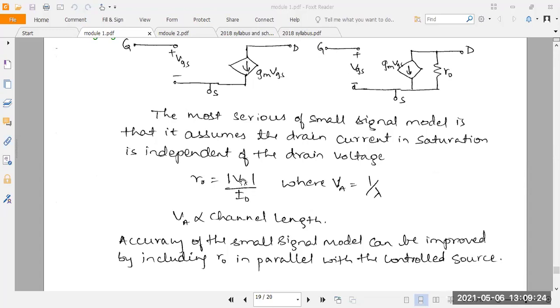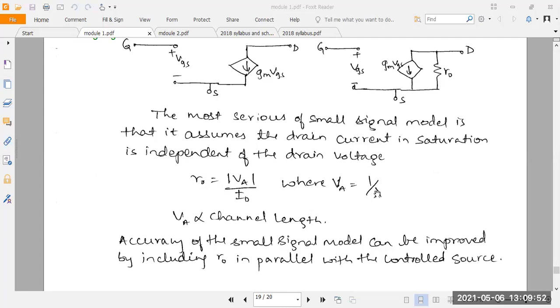So here, the channel resistance depends on the early voltage divided by the output current. This early voltage depends on what? It is inversely proportional to channel length modulation. That's why it is written VA equals 1 divided by lambda. Lambda means what? It's the channel length modulation. You have to remember this one.